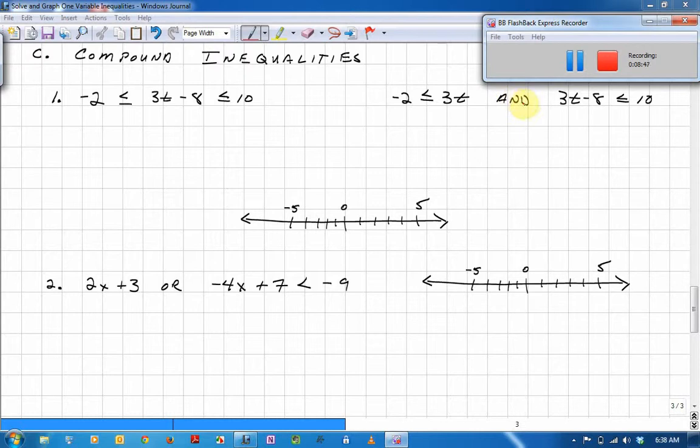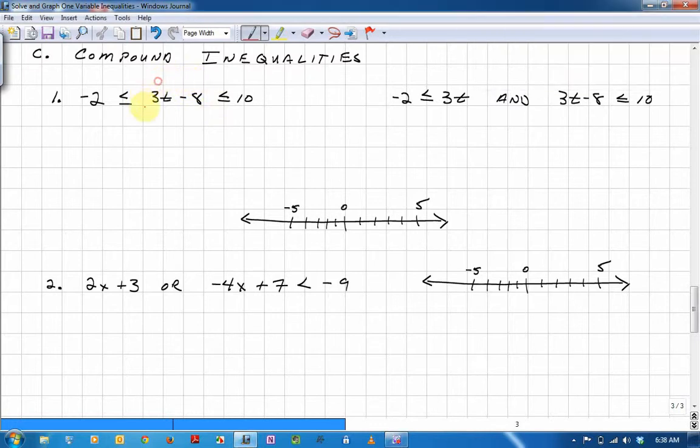And another way to write that is, notice over here on the left, I have negative 2 is less than or equal to 3t minus 8, but then I have this same 3t minus 8 being less than or equal to 10. This is a shortcut way of showing an and. It's showing that what's in the center has to satisfy both of those things at the same time. So if you ever see it written like this, it's the same thing as an and. And we're going to work it both ways so you can see how to do it.